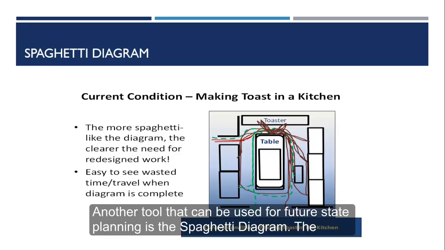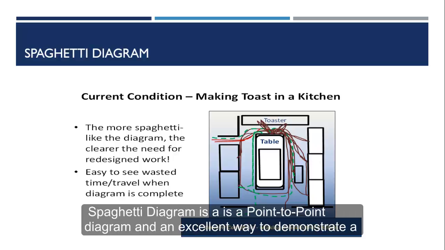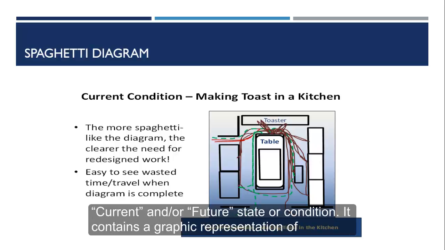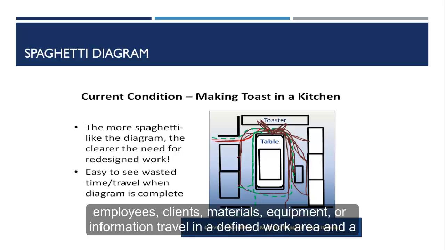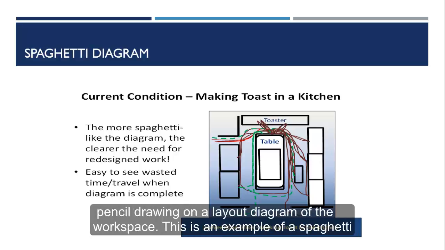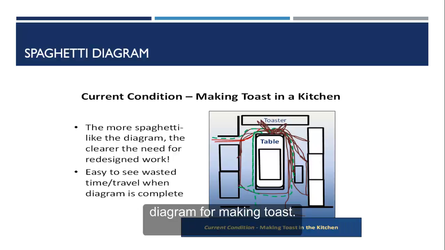Another tool that can be used for future state planning is the spaghetti diagram. The spaghetti diagram is a point-to-point diagram and an excellent way to demonstrate a current and/or future state or condition. It contains a graphic representation of employees, clients, materials, equipment, or information travel in a defined work area and a pencil drawing on a layout diagram of the workspace. What we see here is an example of a spaghetti diagram for making toast.